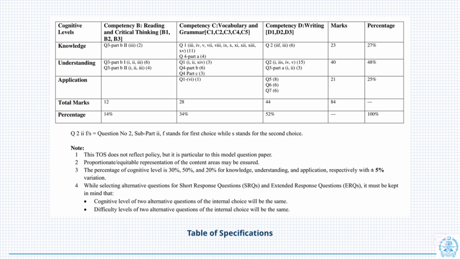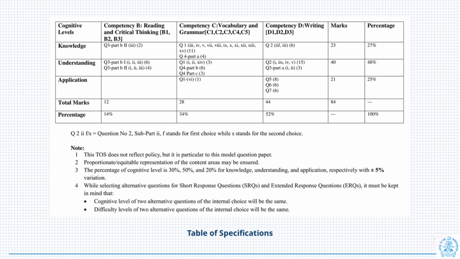TOS divides questions into three cognitive levels: knowledge, understanding, and application. Knowledge, which is 30%, focuses on recalling facts and basic concepts, such as definitions or simple identifications. These questions assess the foundation of students' learning. Understanding, which is 50%, evaluates the student's ability to explain, interpret, and analyze concepts, testing their grasp of the subject beyond memorization.